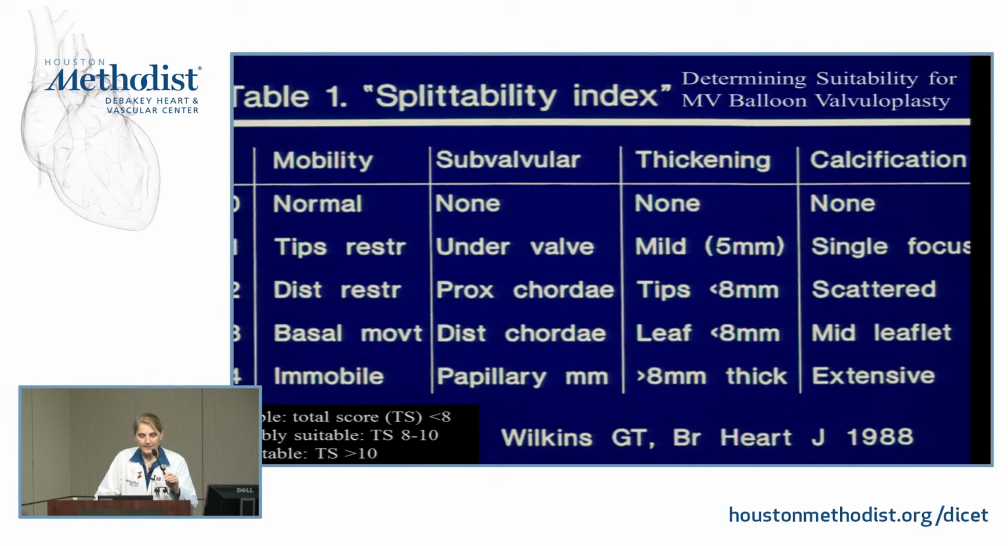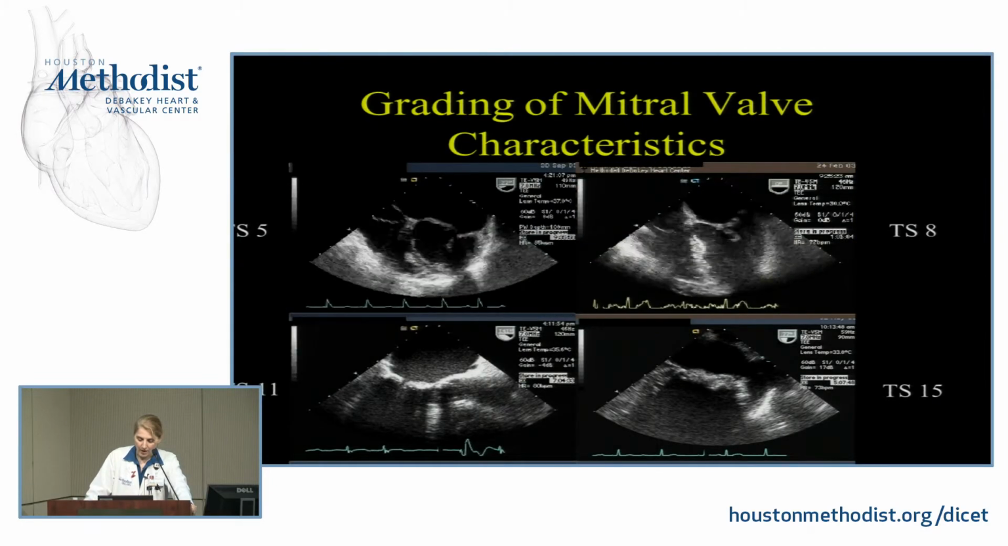And finally, this is the splittability index, or the Wilkins score, and it helps you determine the suitability for mitral valve balloon valvuloplasty. You can see all the different categories. It's looking at the mobility of the valve, the subvalvular apparatus, thickening of the valve, and calcification of the valve. In each category, you get a score. If that total score is less than 8, it's suitable. If it's 8 to 10, it's maybe suitable, as long as that calcium is distributed uniformly through that valve. If it's more than 10, it's absolutely unsuitable for valvuloplasty.